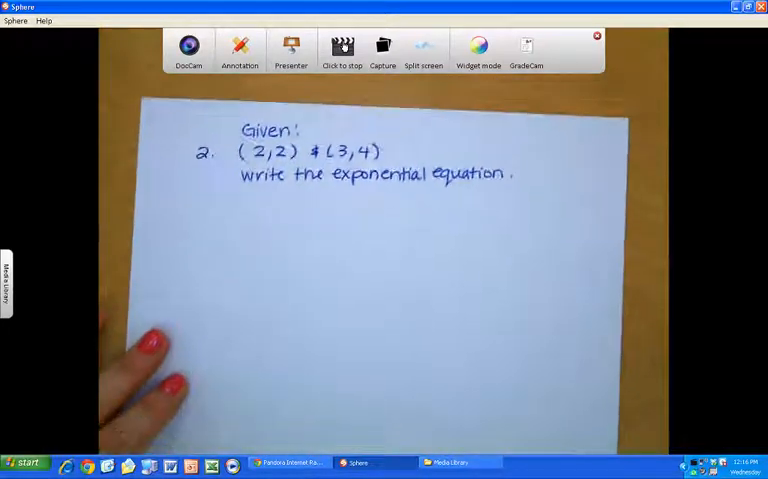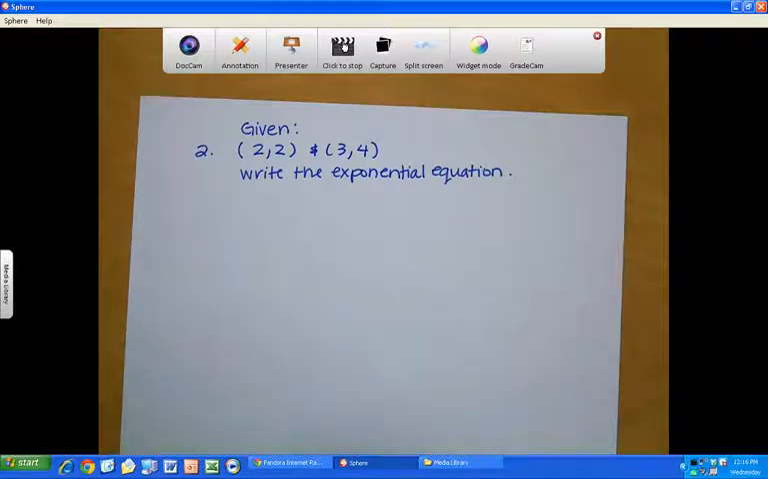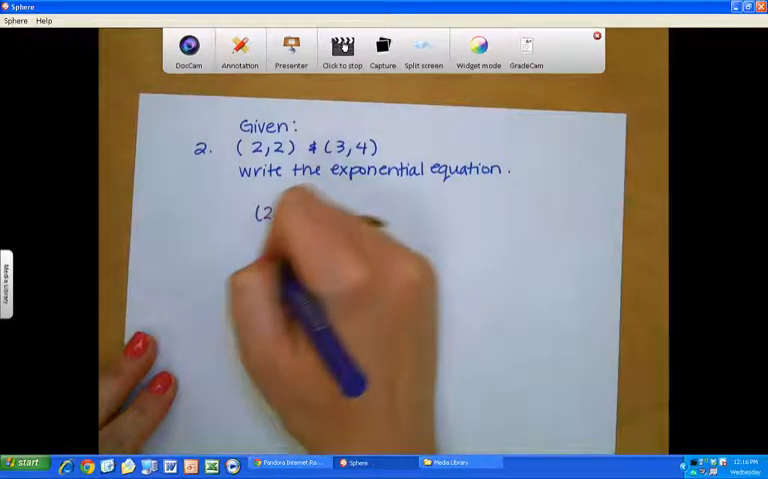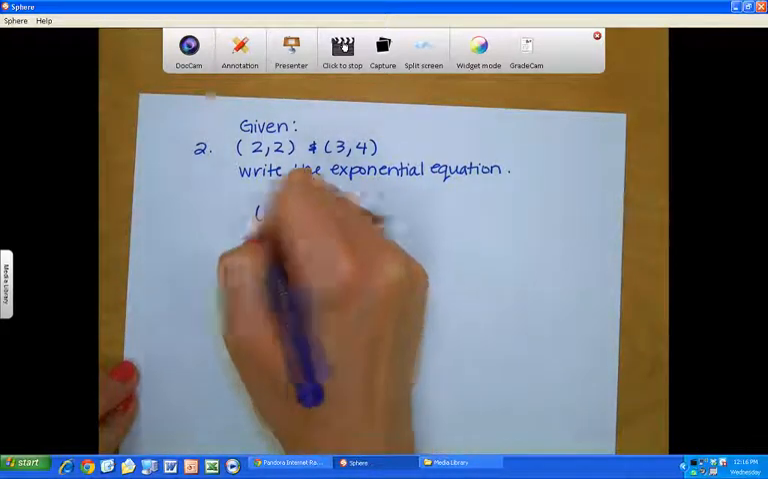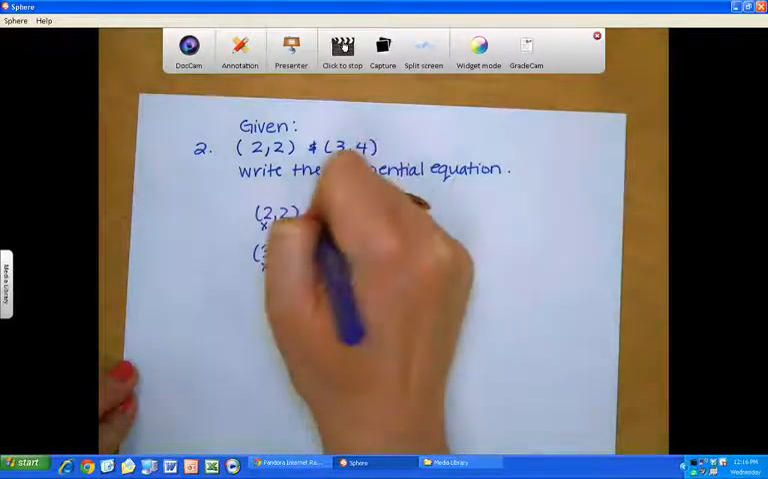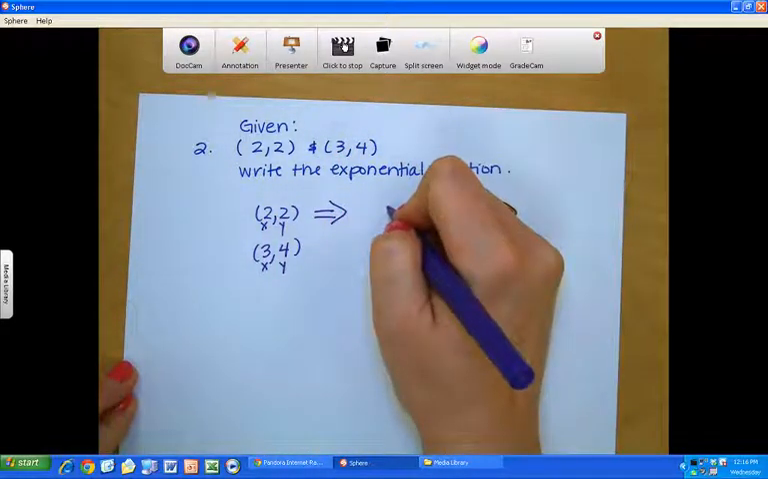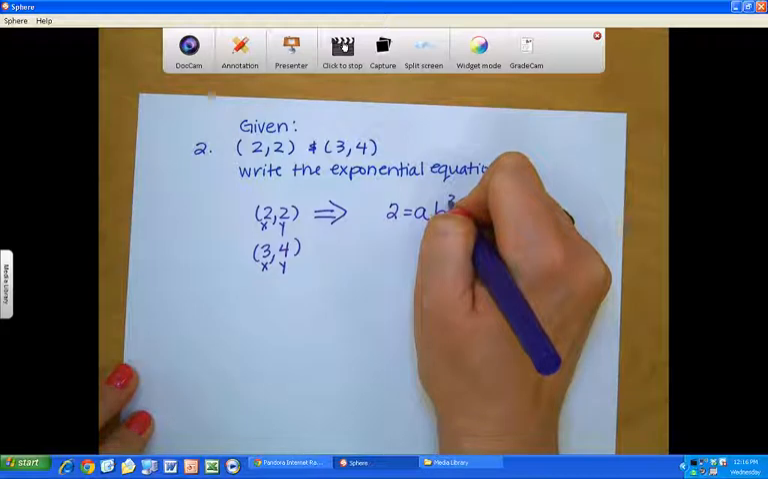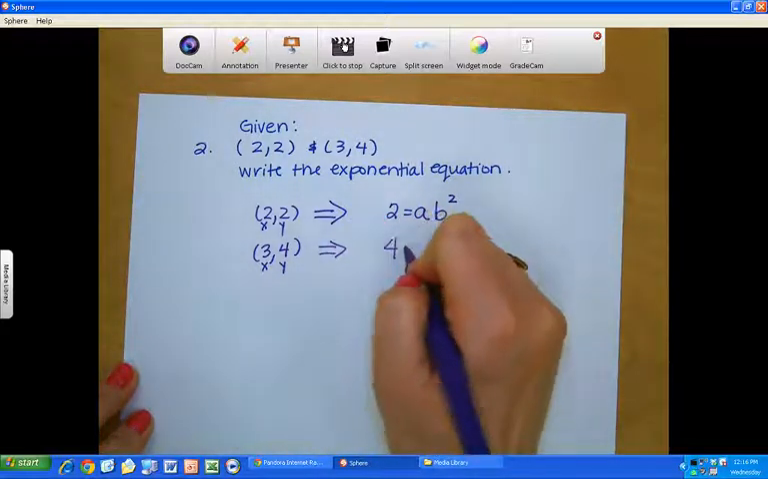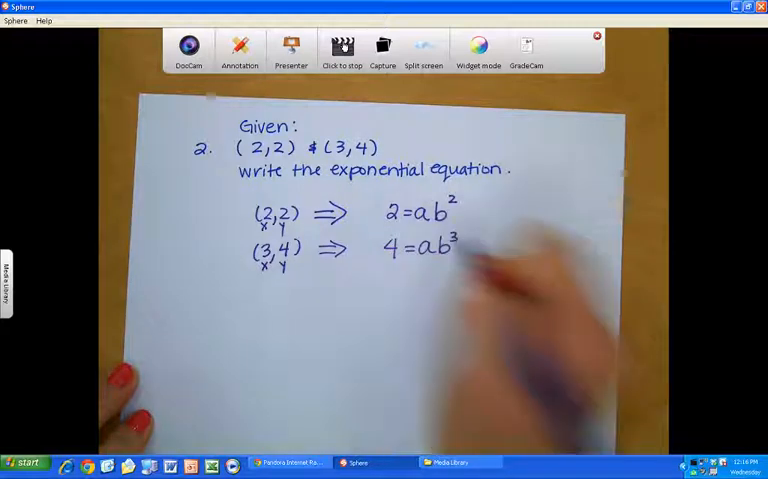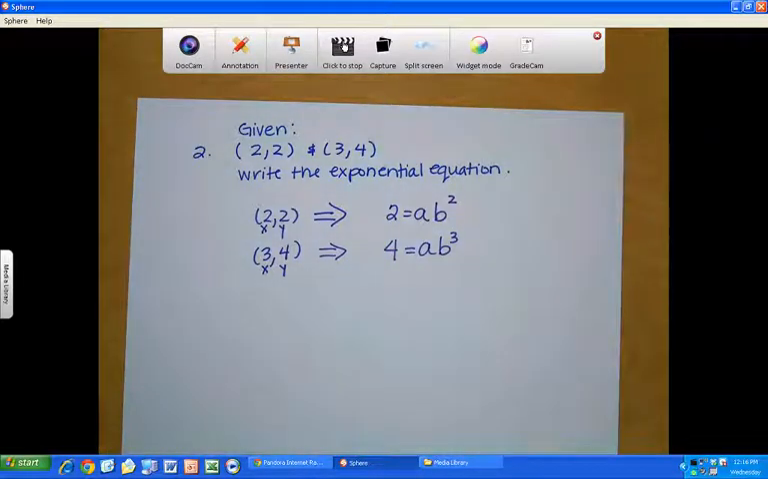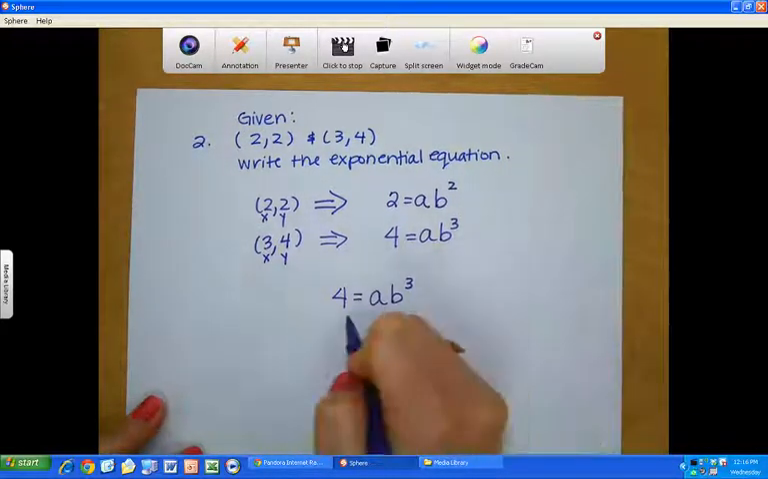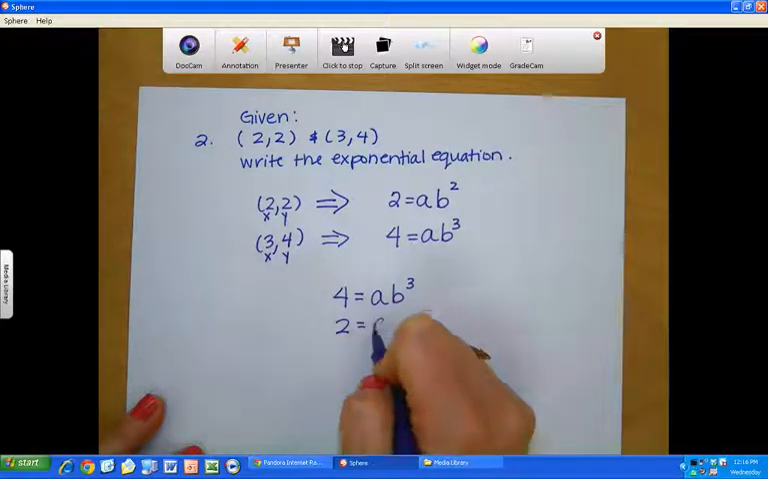Okay, hopefully you've had a chance to take a look at this problem. So I have 2 points, and basically they're x and y, and you're going to plug them in and get 2 different equations. So when I do that, this first point, when I use that, I get 2 is equal to a times b squared. When I do this one, I get 4 is equal to a times b cubed. Okay? When you divide these, like I said earlier, it's easiest if you put the larger exponent on top. Just makes your subtraction easier, but it's not necessary.